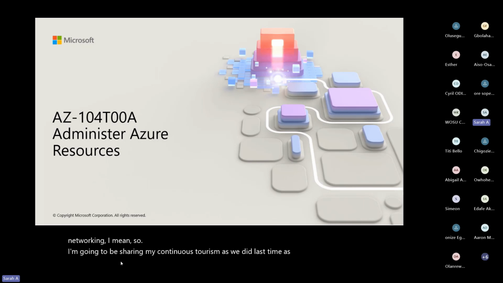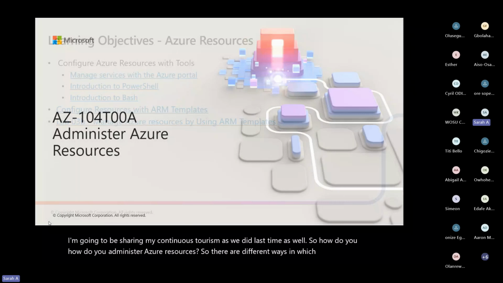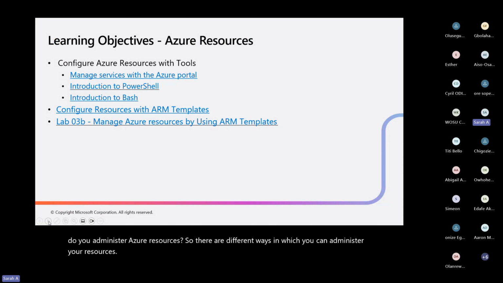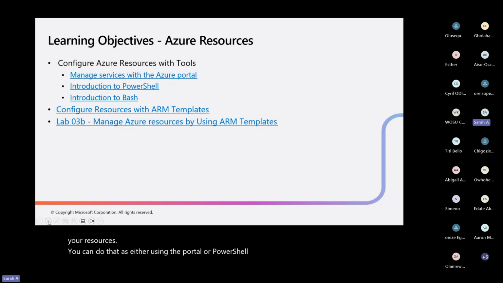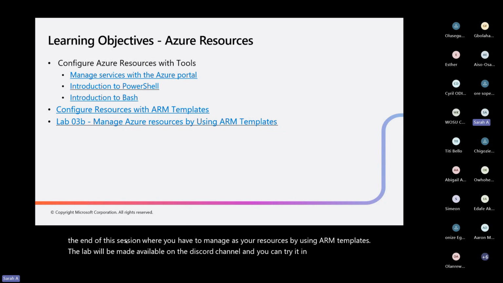So how do you administer Azure resources? There are different ways in which you can administer Azure resources. You can do that using either the portal or PowerShell or Bash, and we'll also have a lab at the end of this session where you have to manage Azure resources by using ARM templates. The lab will be made available on the Discord channel, and you can try it in your lab environment yourself.